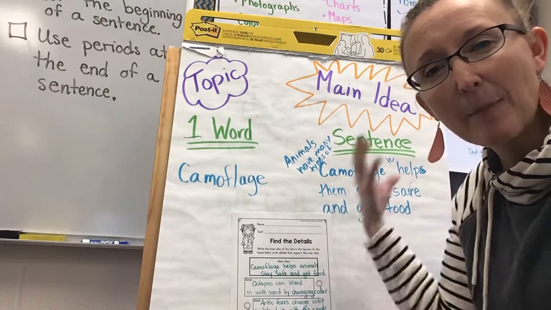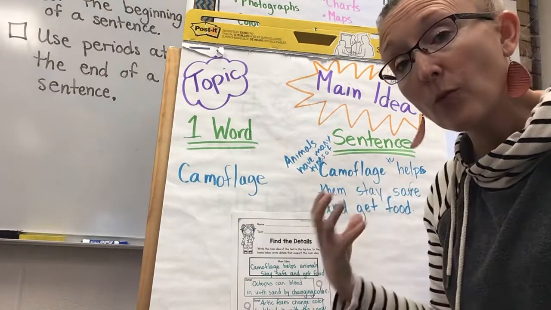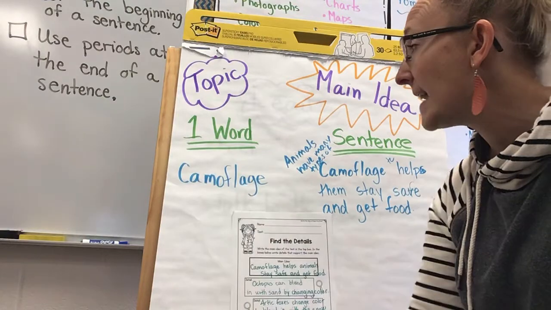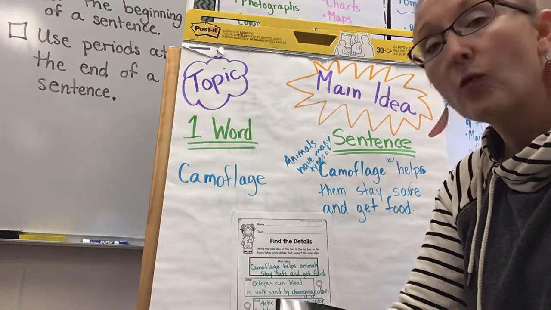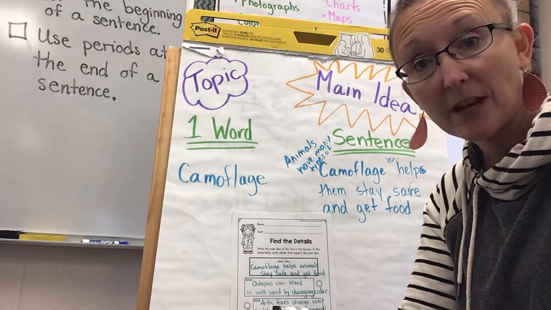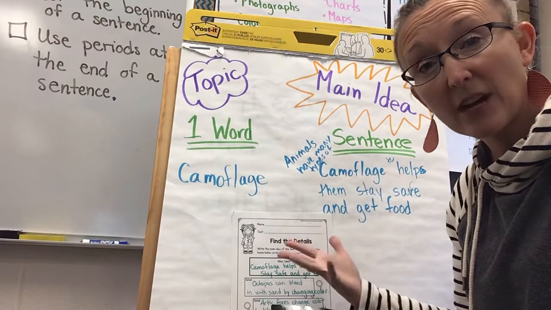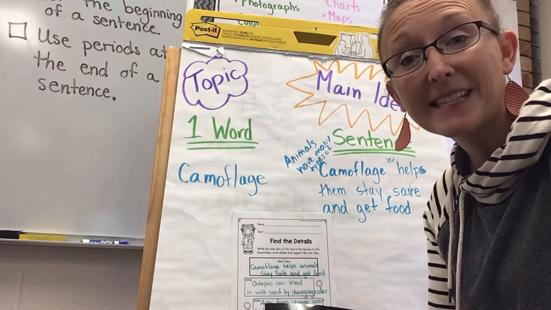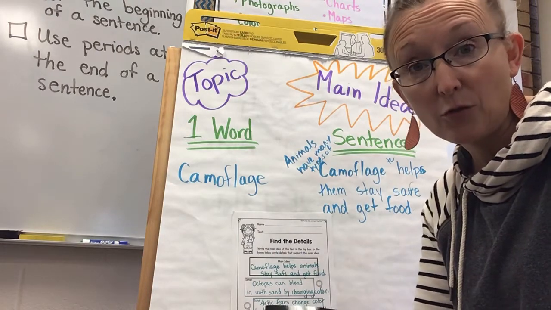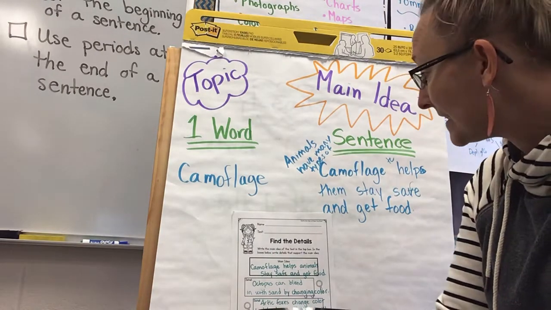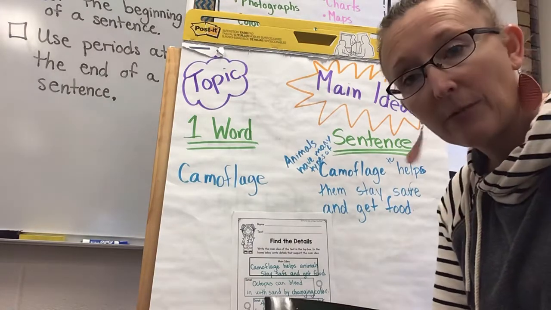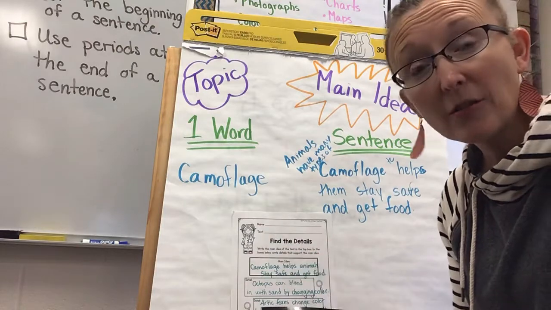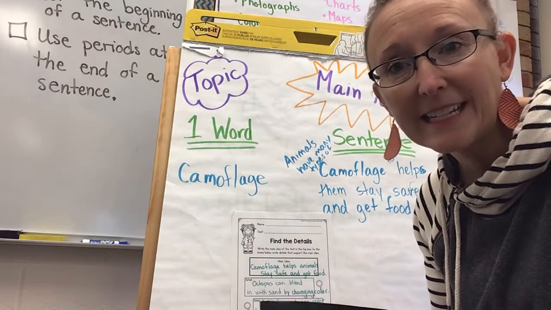But then we learned that the main idea is what the whole book is really trying to teach us about the topic. So if this says camouflage here, what is the book trying to teach me about camouflage? And we decided that the book was trying to teach us that animals use camouflage in many ways to keep them safe and to help them get food, okay? But we need to go a little bit further because the book also gives something called a supporting detail.